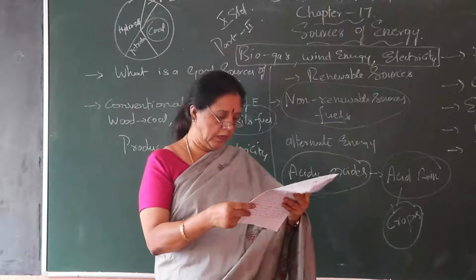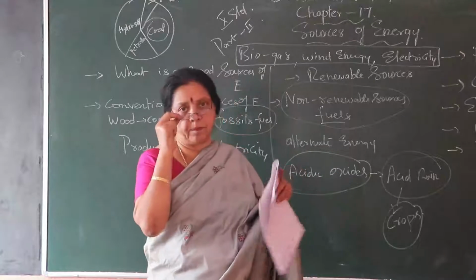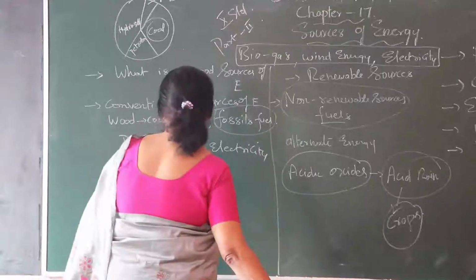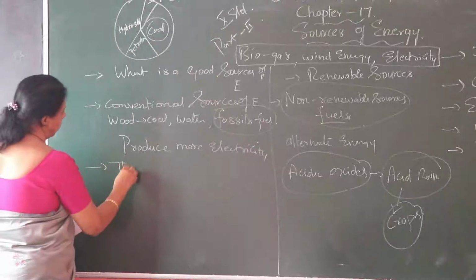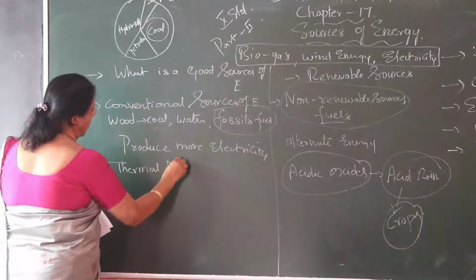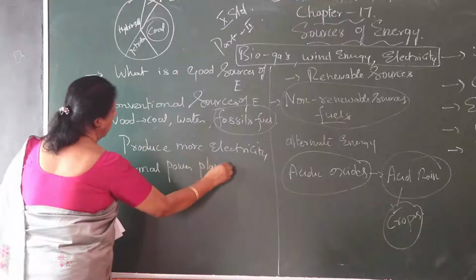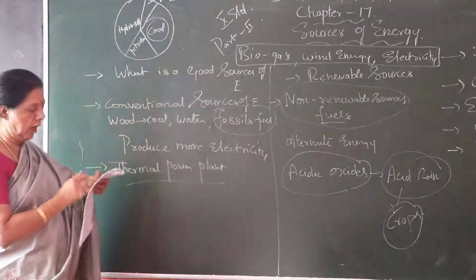So what is given in your textbook? They have given thermal power plant. What is given now? Thermal power plant. Thermal means what? Thermal power plant. See here what happens in a thermal power plant.